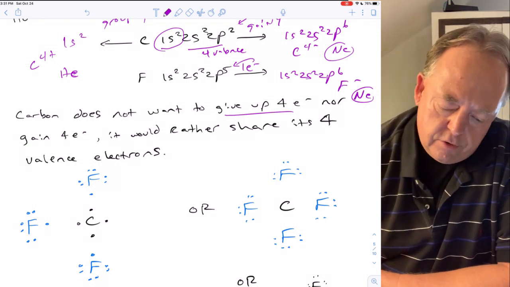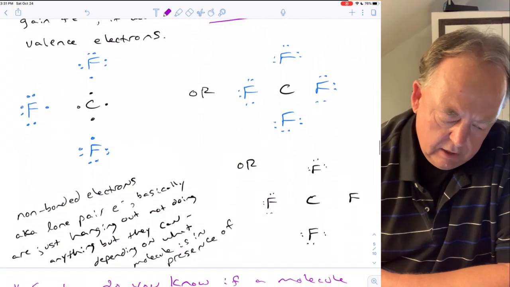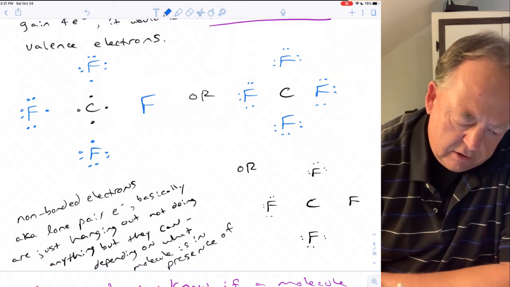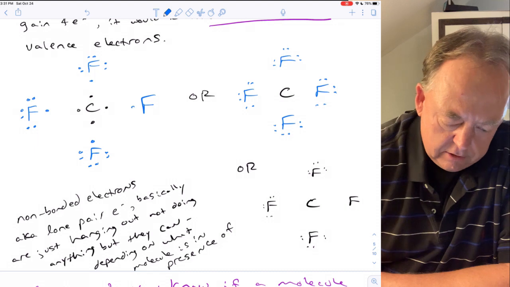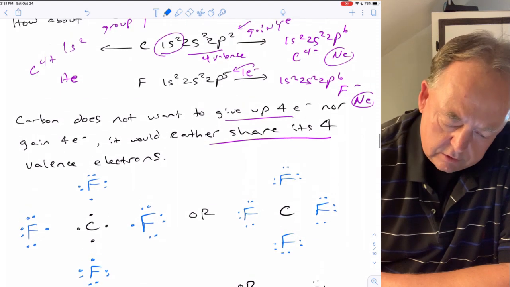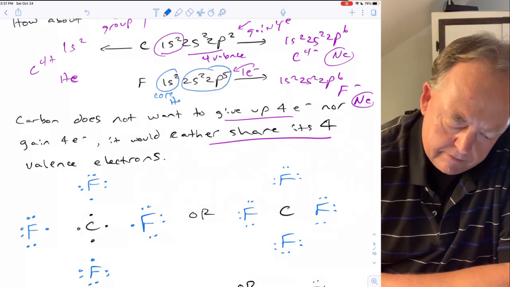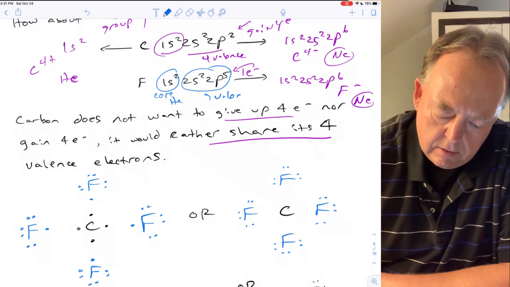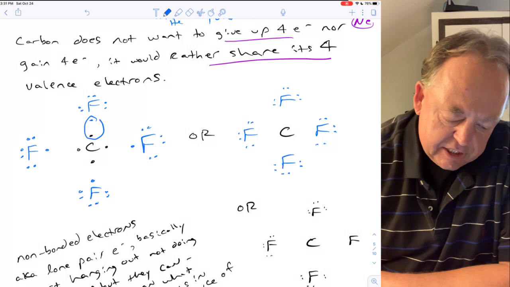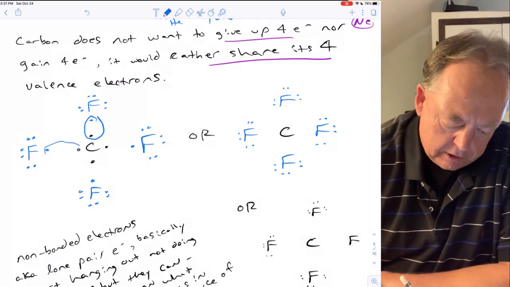So what carbon would rather do is share its 4 valence electrons. This is illustrated here. We have carbon in the middle with its 4 dots, its 4 valence electrons, and then fluorine with its 7 valence electrons, right? This is its core, helium. So what they like to do is share electrons. Carbon shares 1 electron with 1 fluorine, and it does that 4 times.